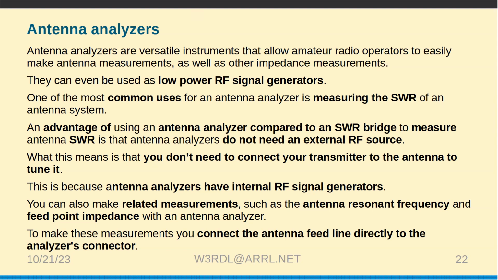I guess the next one is you don't need to hook up your transmitter. If you're using an SWR bridge, you've got to have the transmitter going through the bridge to the antenna to see what the SWR is. If you're doing the network analyzer, you connect it directly to the antenna, and then you can actually tune the antenna by changing the length of the elements or some other matching mechanism.